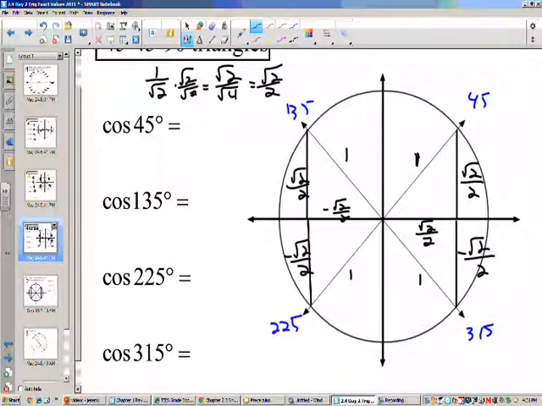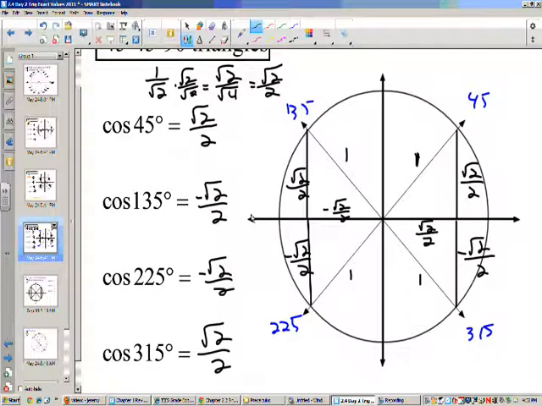All right, so the cosine of 45 is going to be the adjacent side now over the hypotenuse, which here is root 2 over 2. At 135 degrees, though, over here, the adjacent side is a negative root 2 over 2 over 1, which is a negative root 2 over 2. And 225, also using the same negative root 2 over 2. And over here, positive root 2 over 2. So cosine has a different pattern. Cosine is negative over here, but positive on the right-hand side, where sine is positive on top and negative on bottom.